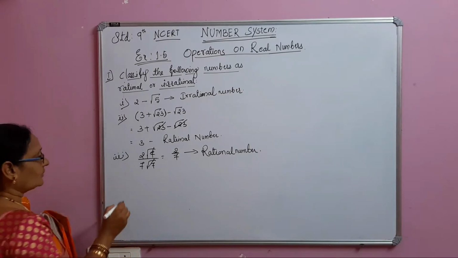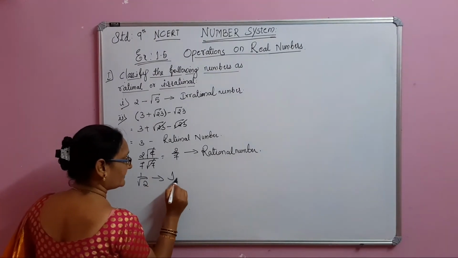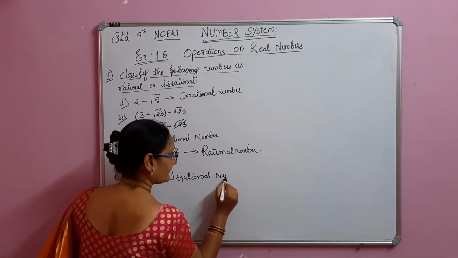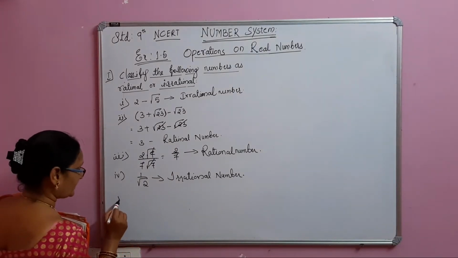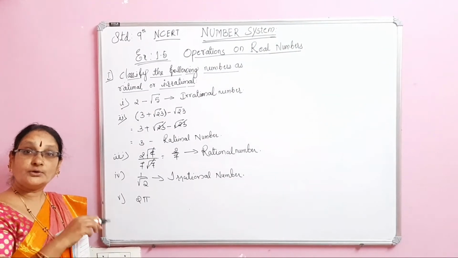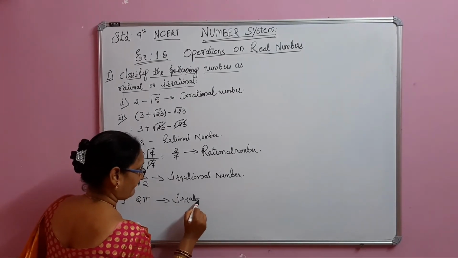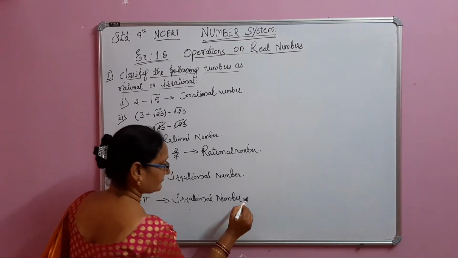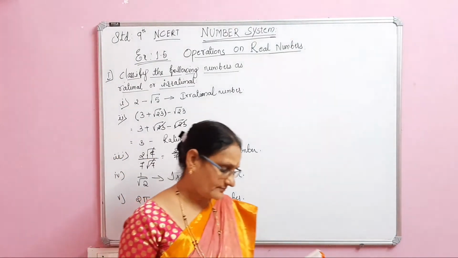Then the fourth one, 1 by root 2. 1 by root 2 is an irrational number. Then 2 pi is also an irrational number, because pi is irrational. So 2 into pi is an irrational number. So like this you can classify rational and irrational among the given numbers.